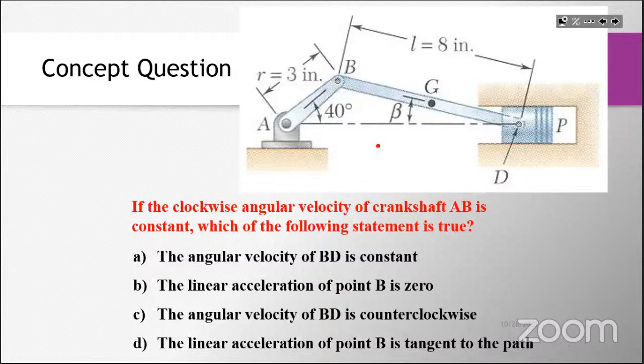So who's got A? Yeah, one through them again. All right, who's got B? Who's got C? And who's got D? All right. C.